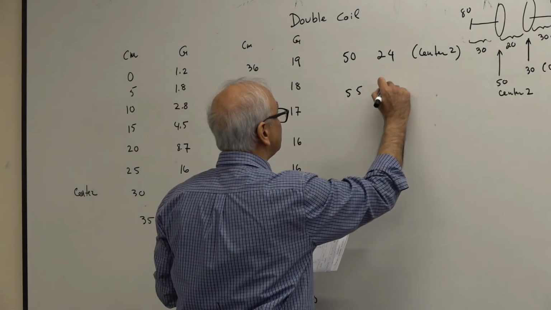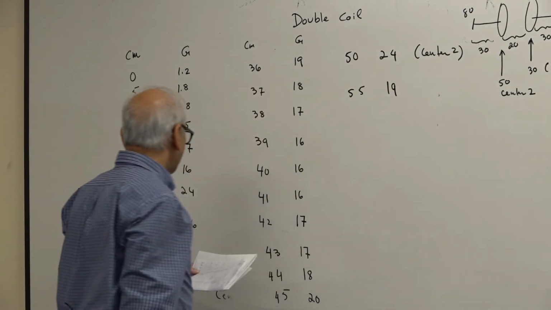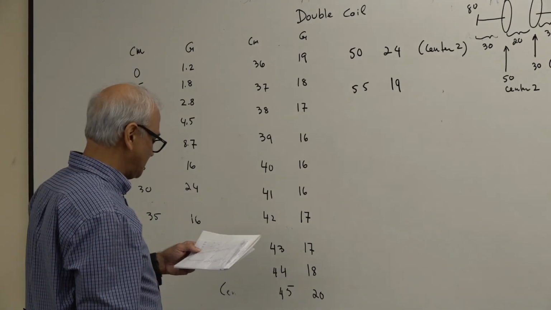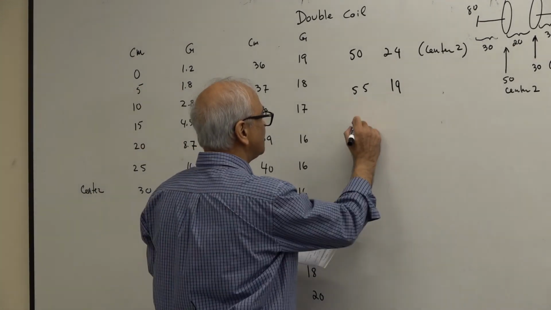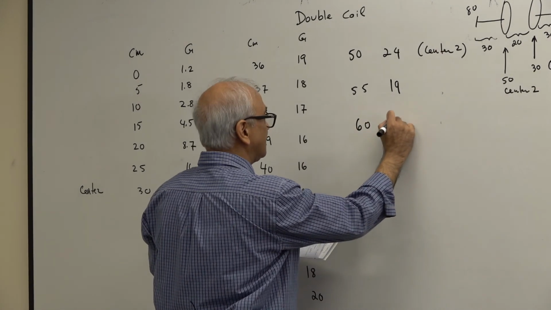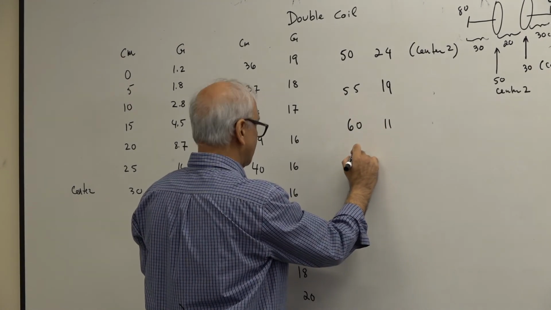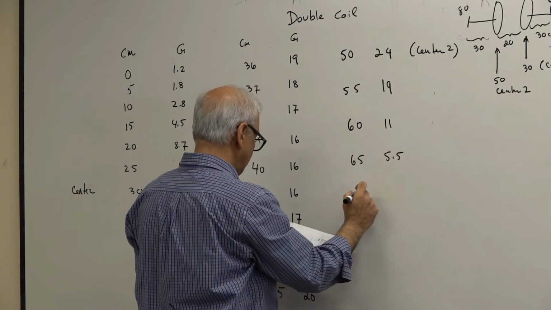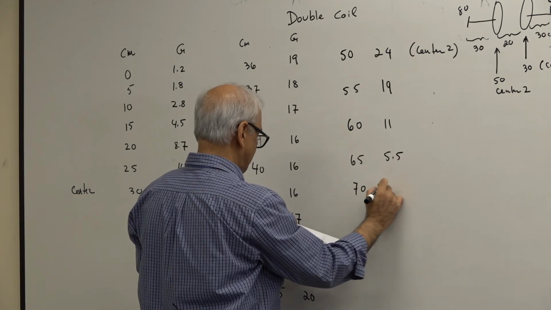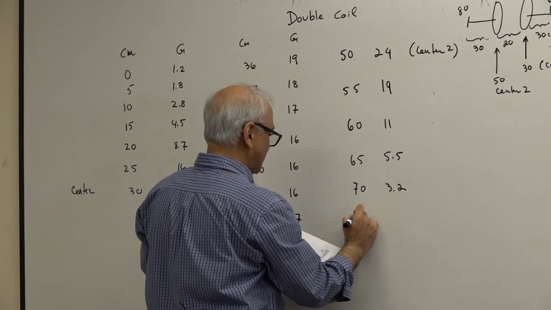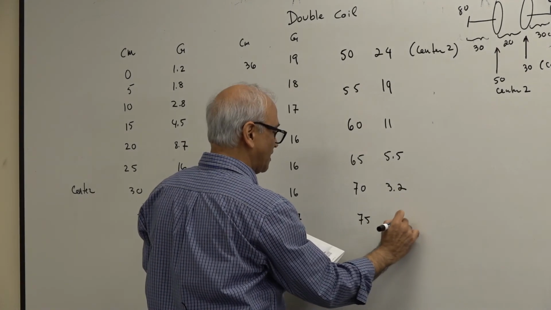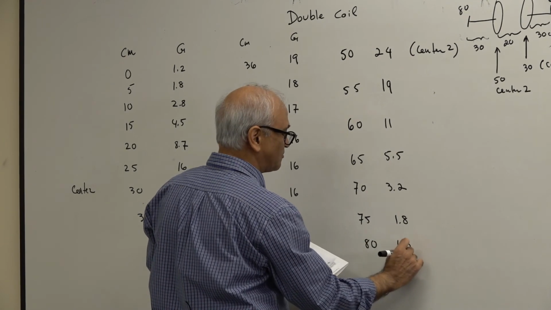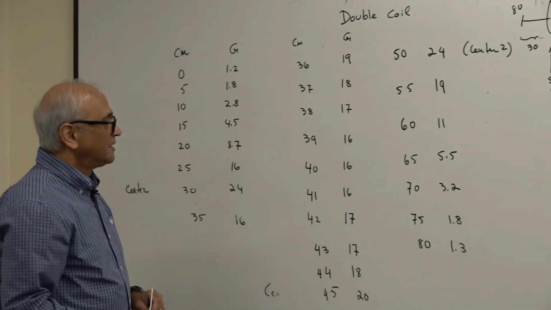Let's say 55 is 19. Okay, it's a little bit off from the other side, but that's all right. So 55. 60 is 11. 65 is 5.5. You can see how quickly it's dropping. 70 is 3.2. 75 is 1.8. And 80 is 1.3. All right.